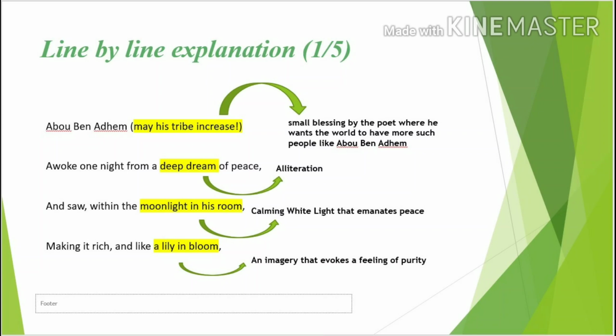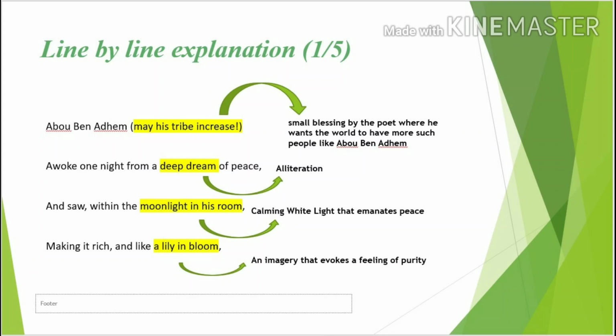Now, awoke one night from a deep dream of peace. Can you find out something? Here, deep dream is an alliteration. So, this is a poetic device that you must remember. Note it down, alright? So, deep dream has a repetition of the consonant sound D. So, this is an alliteration.